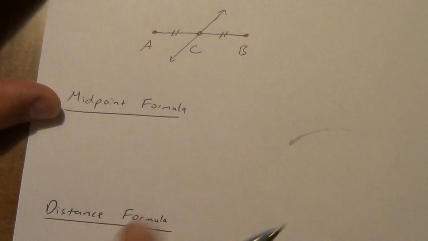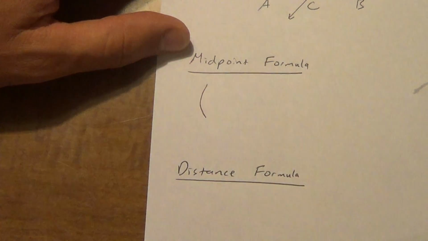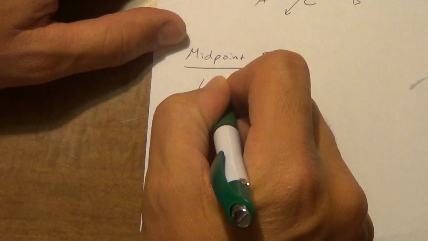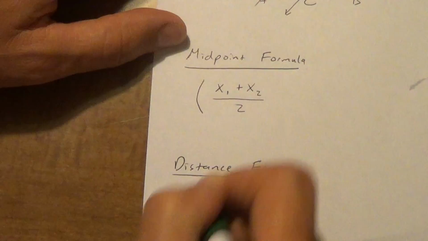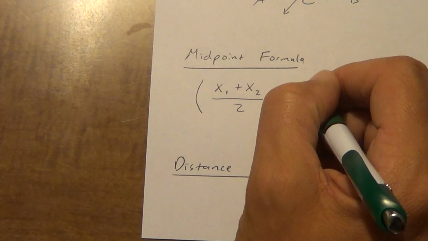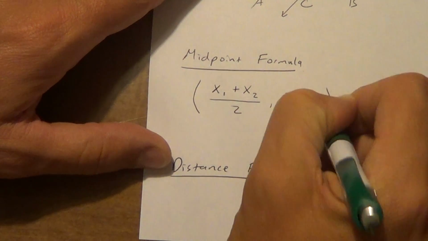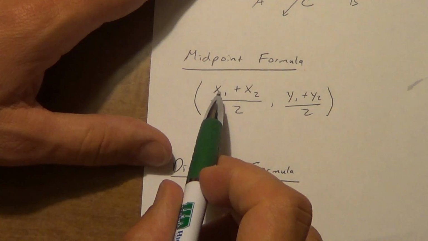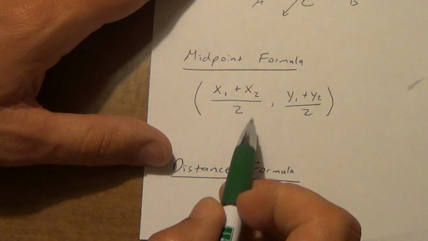Okay, midpoint formula. You need to memorize this formula. Midpoint, point in the middle. All right, looks like this. Big parentheses. X sub 1 plus X sub 2 over 2. Comma. Y sub 1 plus Y sub 2 over 2. Parentheses. Okay, so this is not a power. It's not up here. I see kids put it up here all the time, like an x squared or something. That's not what it means.